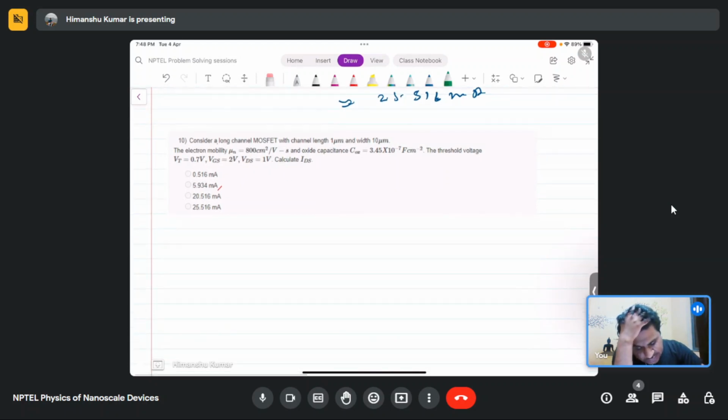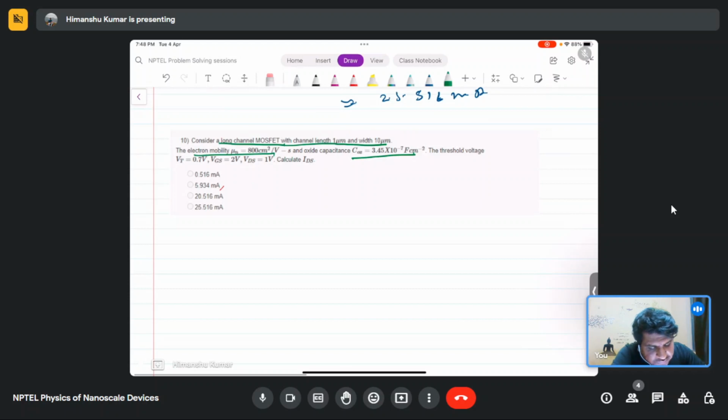Consider a long channel MOSFET with channel length 1 micron and width 10 micron, similar to the previous one. Electron mobility is 800 centimeter square per volt second, and oxide capacitance is 3.5 into 10 to the power same. Then Vt equals 0.7, VGS equals 2 volt, and VDS equals 1 volt. Calculate the IDS.